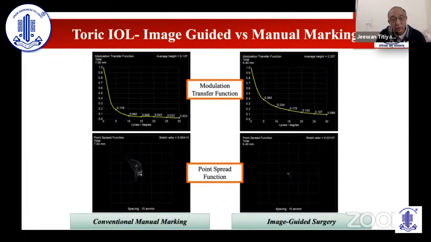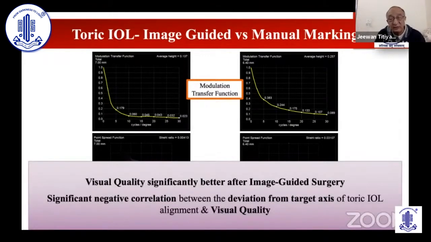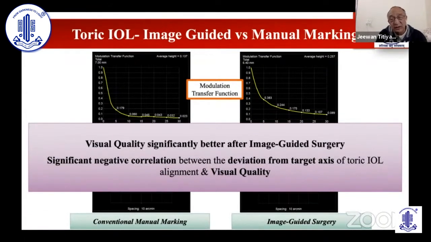But once we looked into the modulation transfer function, which is basically the contrast of these patients, and the point spread function, both were effectively much better in case of the image guided surgeries. That shows that if you are nearer to your reference axis of implantation, the quality of vision of the patient will be much better.